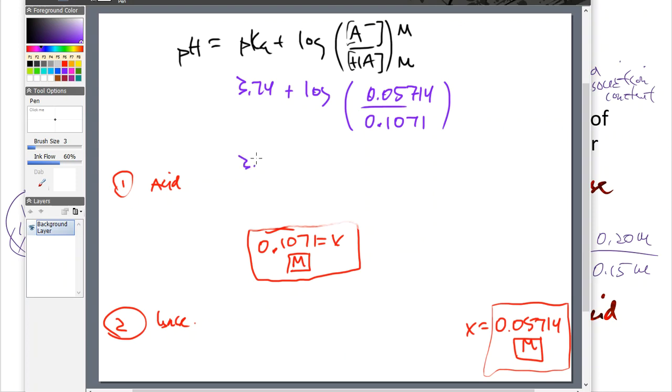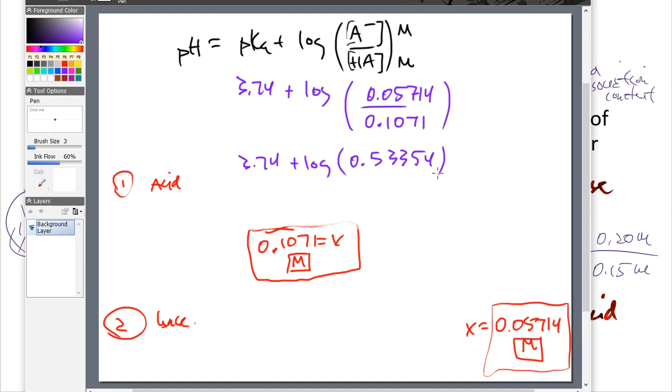So I'll take 3.74 plus the log of, and again, let's do baby steps. Don't rush all of these at one time. So 0.05714 divided by 0.1071, we kind of rounded that off to 4. So we'll hit enter on our calculator, and we'll end up getting 0.5335, and I'll keep another 4, just for fun.